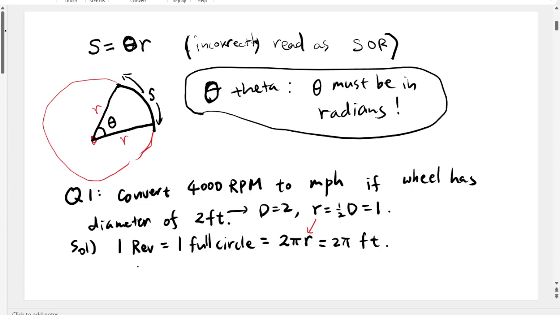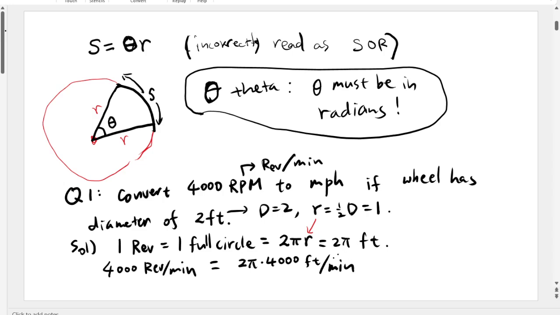Now, this is a case where you have some kind of sports car going at a really fast speed and it's rotating 4,000 times per minute. So 4,000 rotations per minute. RPM really means rotations or revolutions per minute. So if you have 4,000 revolutions per minute, that would be the same as 2 pi times 4,000 feet per minute, because of what we just computed.